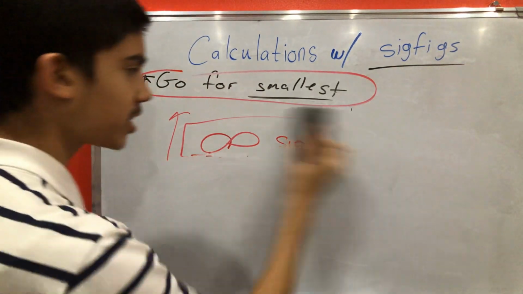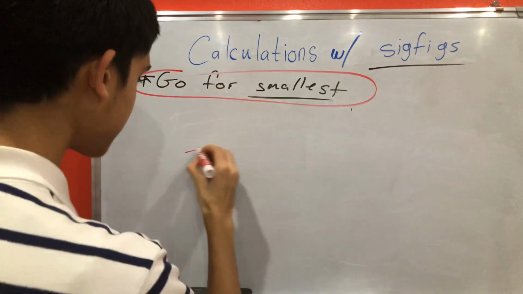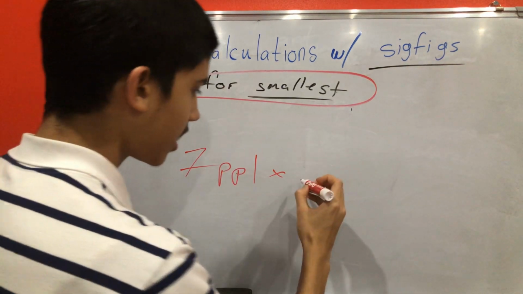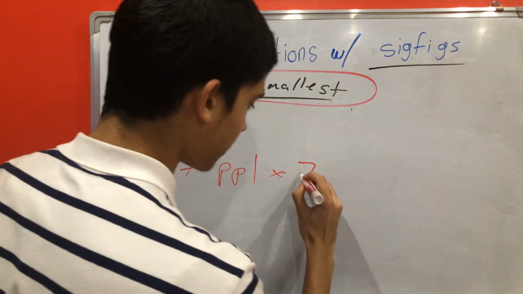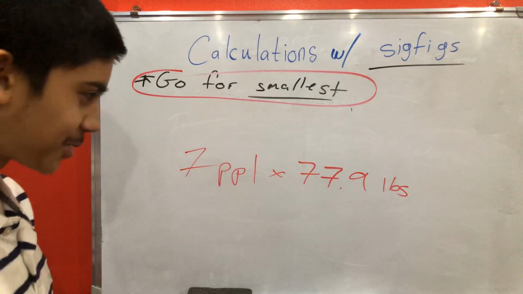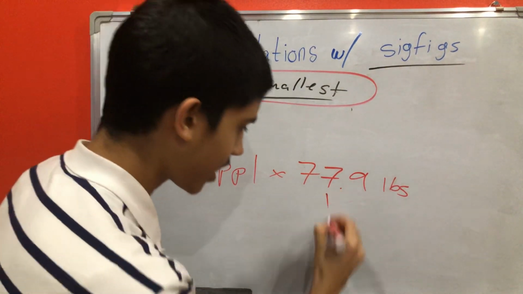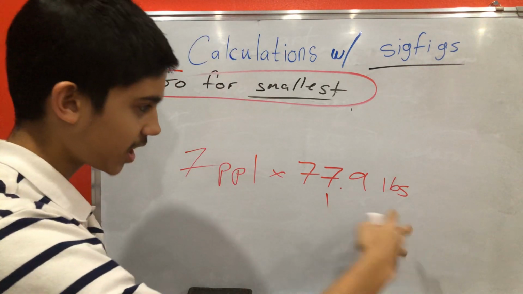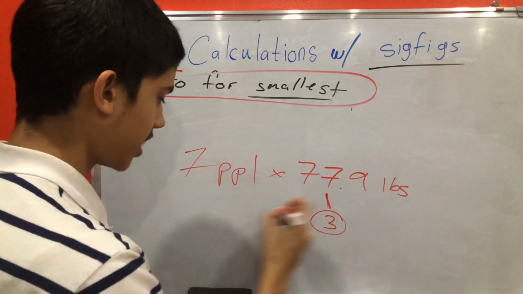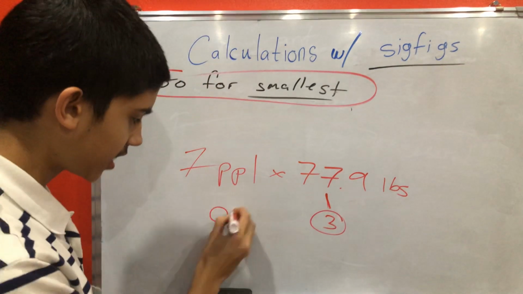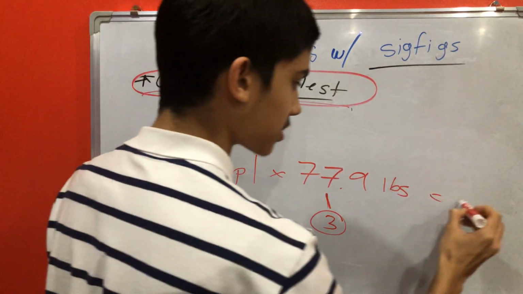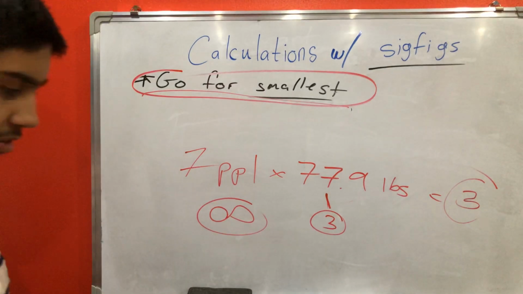So now let's see its application in a problem. If we have 7 people, and each person weighs about 77.9 pounds. Okay, that's pretty underweight if they're adults, but still. So how many significant figures does this have? This is a measured value, so we're going to say this has 3 significant figures. And how many significant figures does this have? This has infinity. And using our rule, we go for the smallest. So our answer is also going to have 3 significant figures.